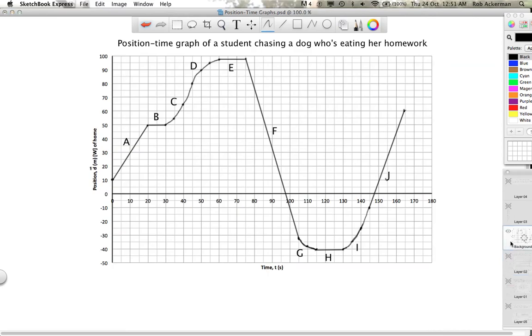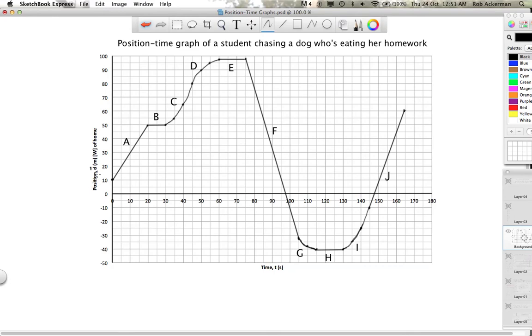Here's a graph that I've created for you. You can take a screenshot of this, or you can just pause your video and work this on your own. But what I'd like you to do, and you can take this up in class with me if you like, is look at what's going on. It's the position time graph of a student who's chasing a dog who's eating her homework. That's a terrible thing to happen. The dog ate your homework. Good excuse, by the way.